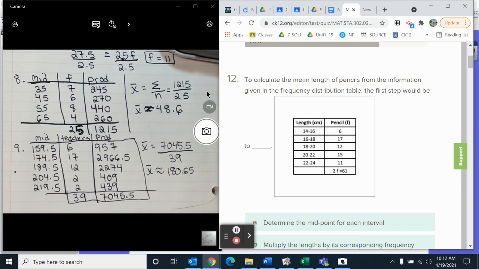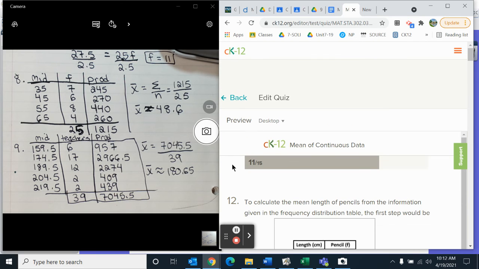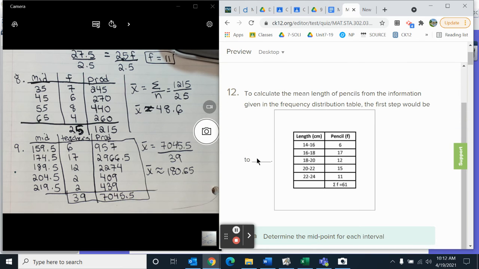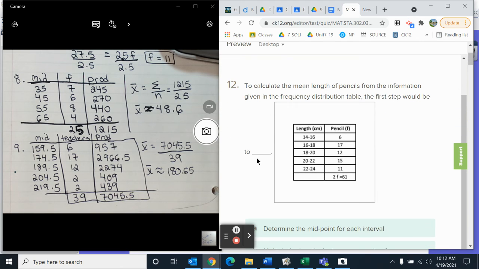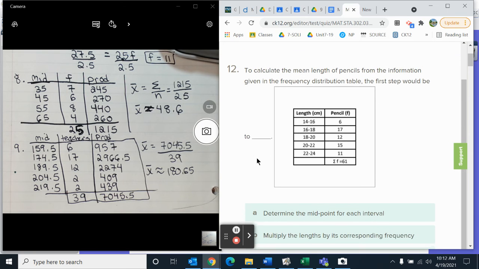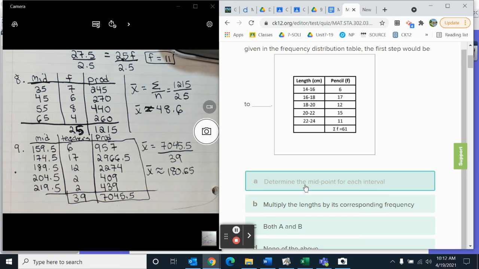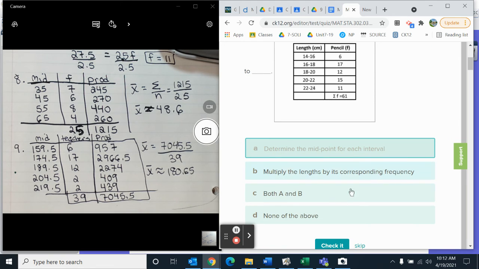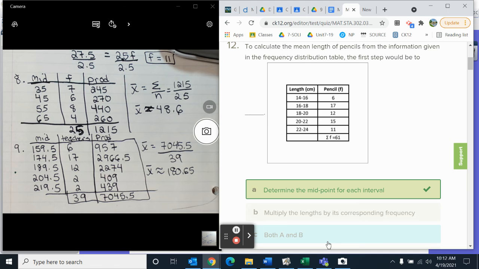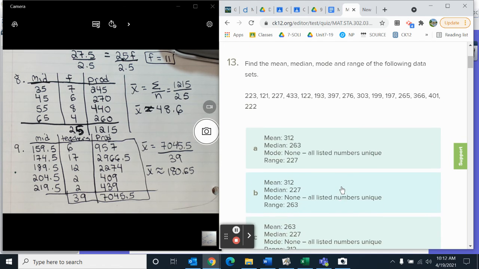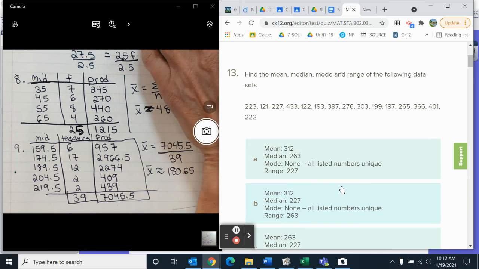Oops, I went too far. Oh, no, that's good. Okay, so from here in number 12, to calculate the mean length of pencils, the first step would be, well, this is the first step. We found the midpoint for each interval. The second step would multiply by its corresponding length.